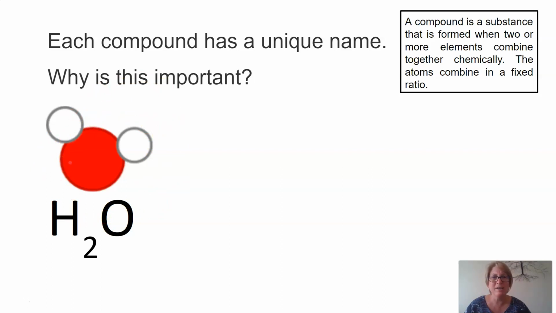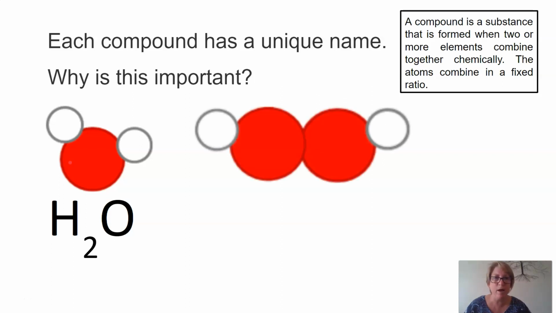So this compound here is known as water, or H2O. Why is this so important? Well, what if we have a look at this compound here? How does this compound now compare with this compound here? Well, it has an extra oxygen atom. It is no longer water. It is now known as H2O2, the common name for that being hydrogen peroxide.